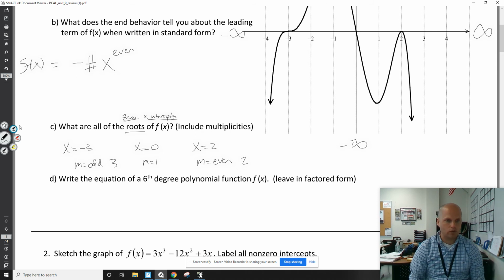Now, we are told this is a 6-degree polynomial. So actually, hey, this has definitely got to be 6.